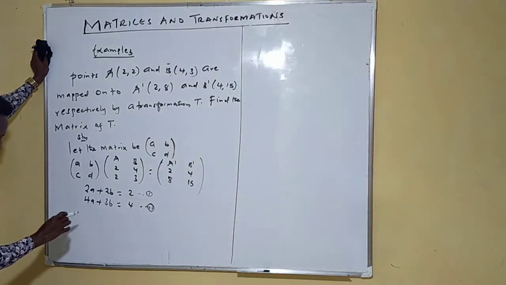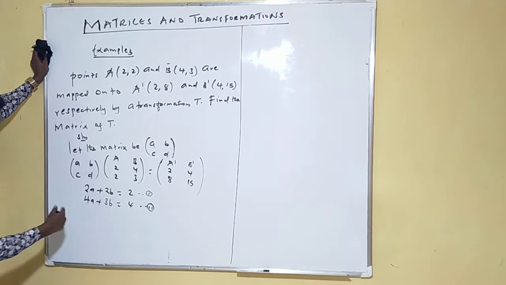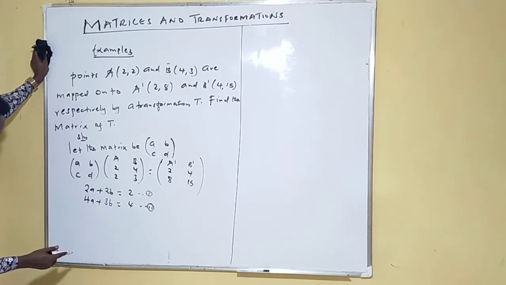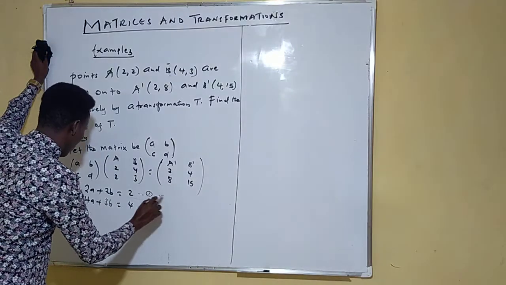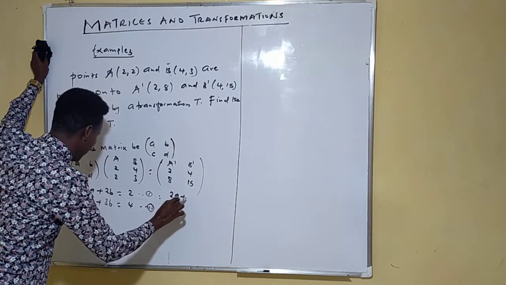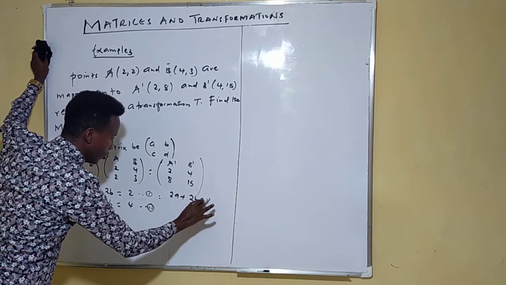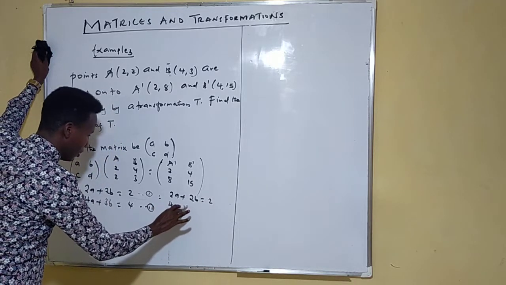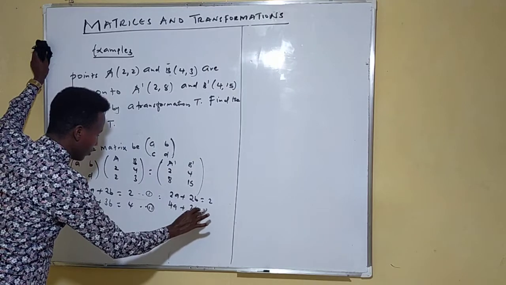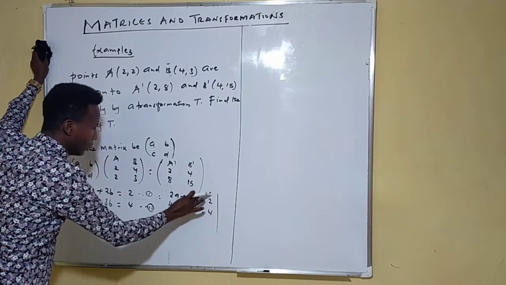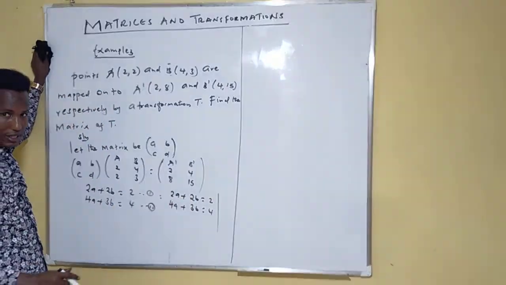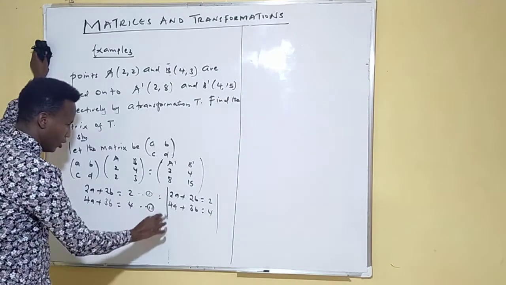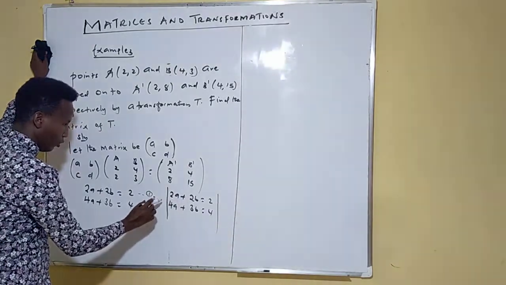I know that here we are going to use the elimination method, okay? Then we have 2A plus 2B is equal to 2, and 4A plus 3B is equal to 4. You know, simultaneous equations come from one concept of mathematics. So if you don't know that, you need to go back and watch our videos, okay?